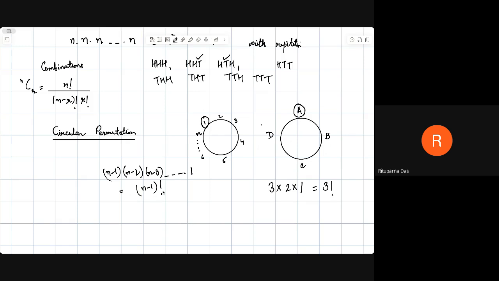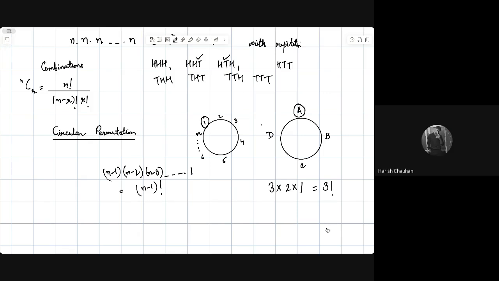Now, say clockwise and anti-clockwise are same. There are n distinct objects, but they are arranged in such a manner that clockwise arrangement and anti-clockwise arrangement are same. So what happens in that case? In circular permutation we got n minus 1 factorial, but when clockwise and anti-clockwise are same, it is symmetrical, which is why we have to divide this by 2. So the number of permutations reduces to n minus 1 factorial by 2. Is that clear?